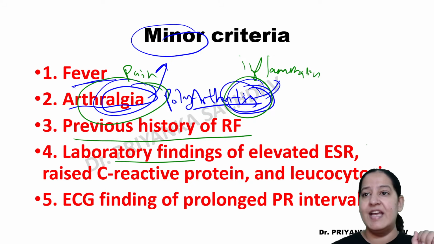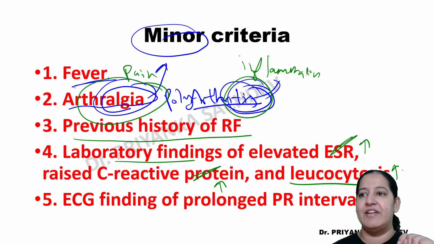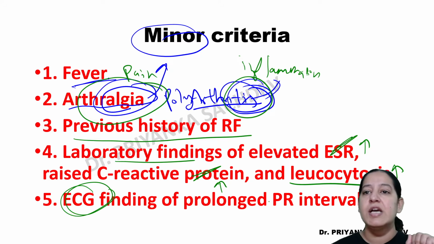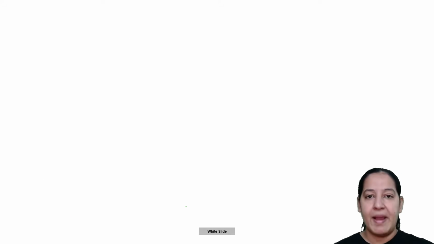A previous history of rheumatic fever is a minor criterion, and there are 3 lab findings which get elevated. ESR, the erythrocyte sedimentation rate, will be elevated. C-reactive protein will be elevated, and WBC count will be elevated. So these 3 findings, and the PQRST waves in ECG. So there will be a prolonged PR interval. So let me enumerate the minor criteria.